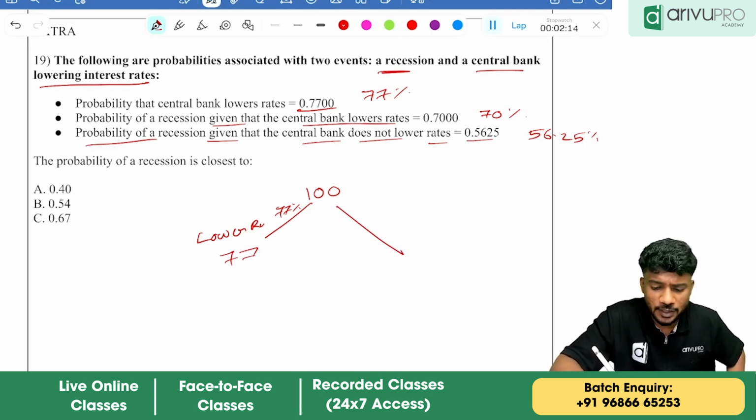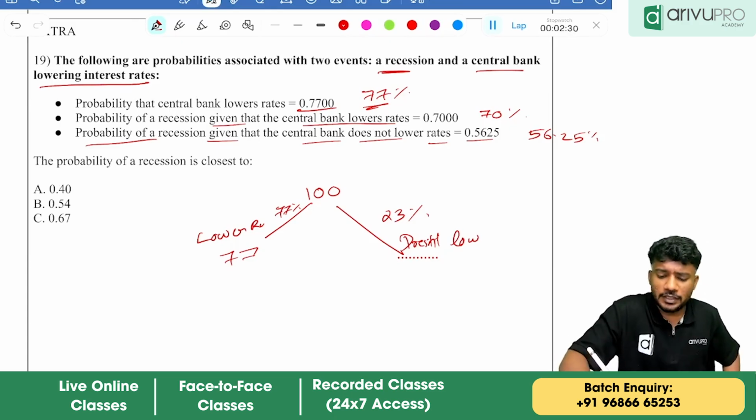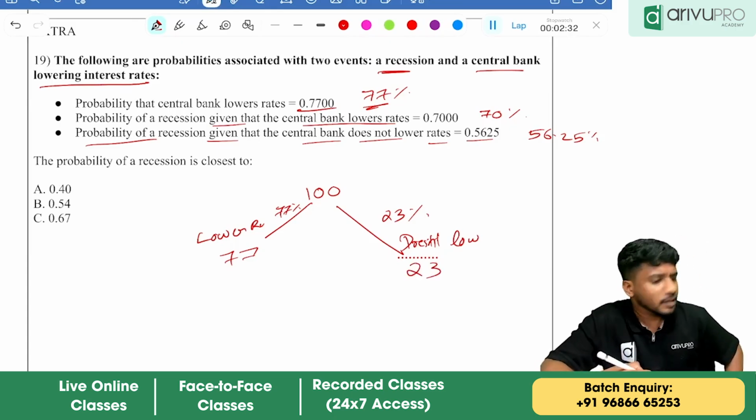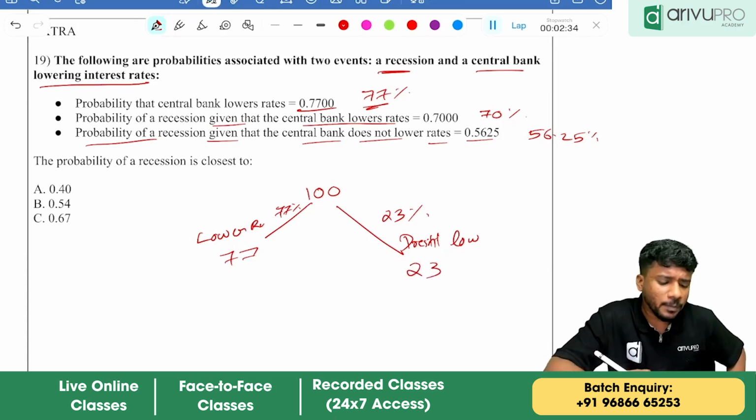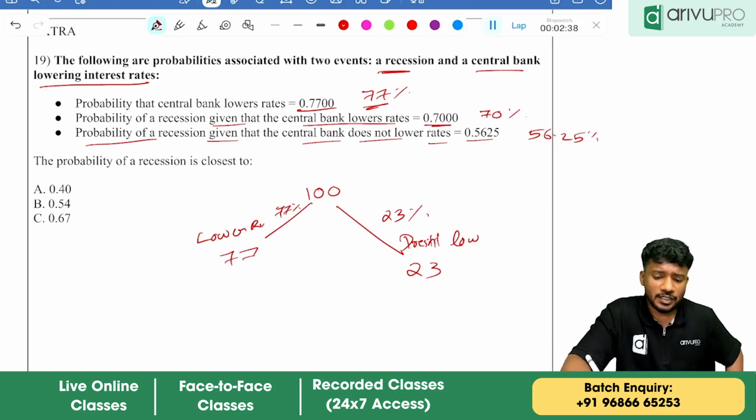Does not lower. That is how much percentage? That is 23%. So in total 100% is there, means 77% lowers the rate. Then 23% doesn't lower. That will be how much? 23. Then next one, probability of recession given that central bank lowers the rate is 70%.